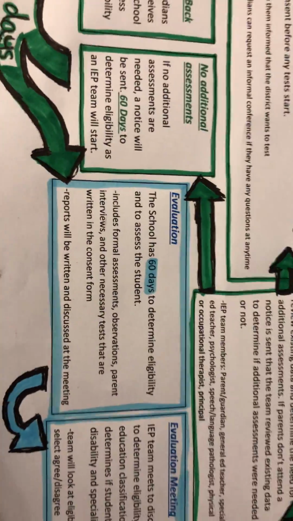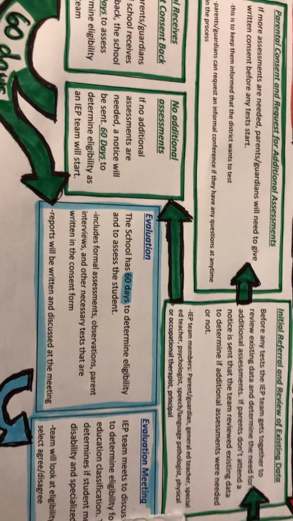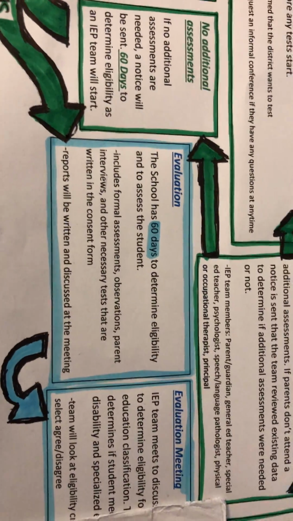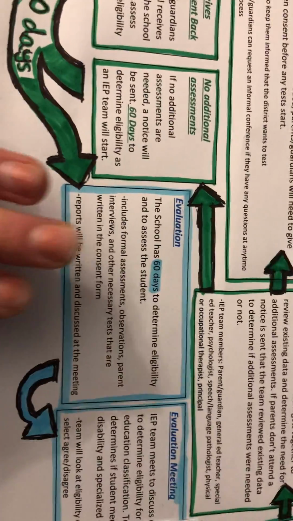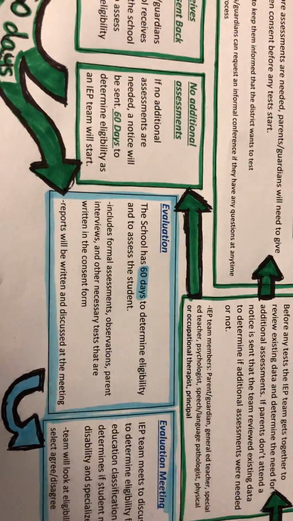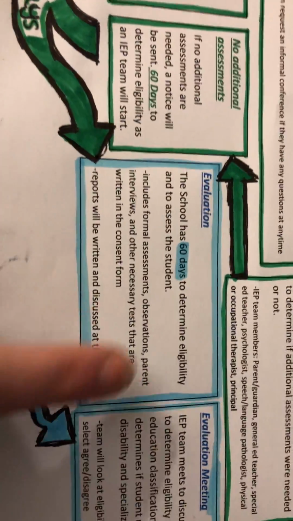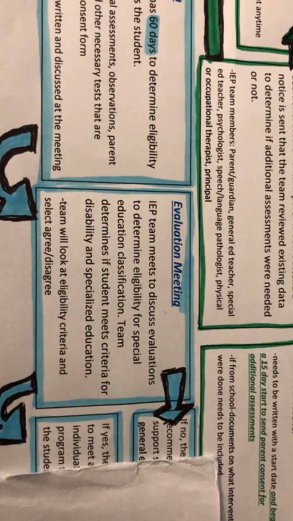During these 60 days is where we start evaluating the student. So this is where we start giving the formal assessments, having observations, calling you in as parents or guardians to interview you, looking at the history of the student, and then any other tests that were written on this parental consent request form. This is where the team has those 60 days to assess the student and then have written reports. And then after we do that, before the 60 days is up, we get together as the IEP team to discuss evaluations to determine eligibility for special education.